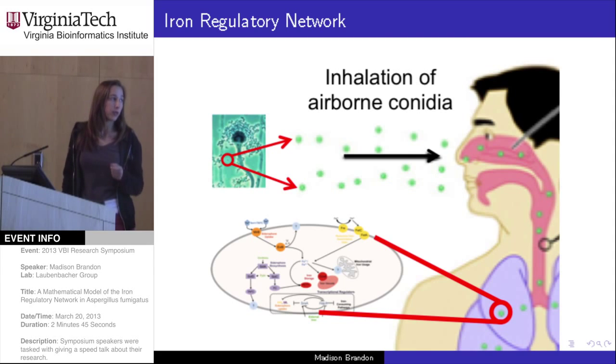Recently, elements of the iron regulatory system in this fungus have been identified as virulence factors. So what I did was build a discrete model of this, a mathematical model of the iron regulatory system to try to figure out and better understand what's going on here and see if we can gain any new insights into mechanisms in this system which are hidden in current experimental data.